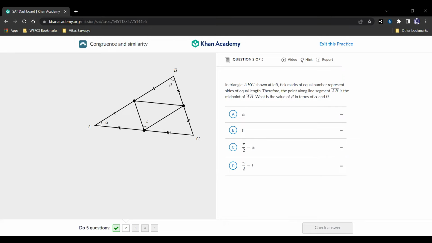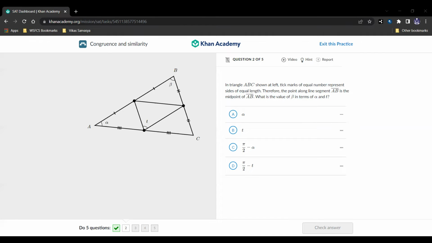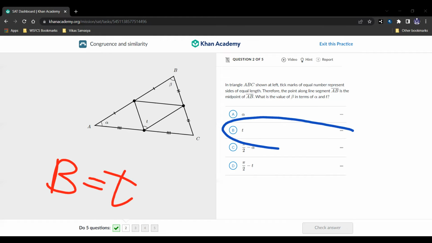Well, we know a couple of things, right? We know that BC and AB and AC are all bisected, and we know this by the midline theorem: this triangle is going to be a similar triangle to the big triangle by a factor of 1/2, right? Now we know that if it's similar, the angles are going to be the same, which means that this angle is going to be the same as this angle, and this angle is going to be the same as this angle. So B is simply equivalent to T, which means that our answer for how to express B in terms of A and T is just T.